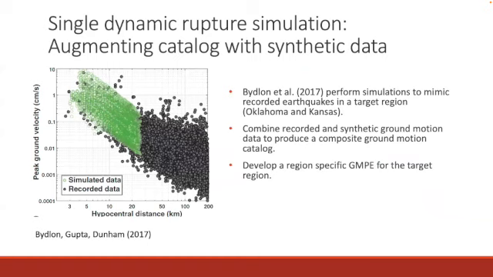Here's another example of a single dynamic rupture simulation. Baidlin et al. 2017 performed simulations to mimic recorded earthquakes in a target region in Oklahoma and Kansas. They use these simulations to augment the recorded event data, providing more data with a short source to site distance. They combine the recorded and the synthetic ground motion data to produce a composite ground motion catalog. In the figure shown here, the recorded data is in gray and the simulated data is in green. And finally, they use this catalog to develop a region-specific GMPE for the target region.